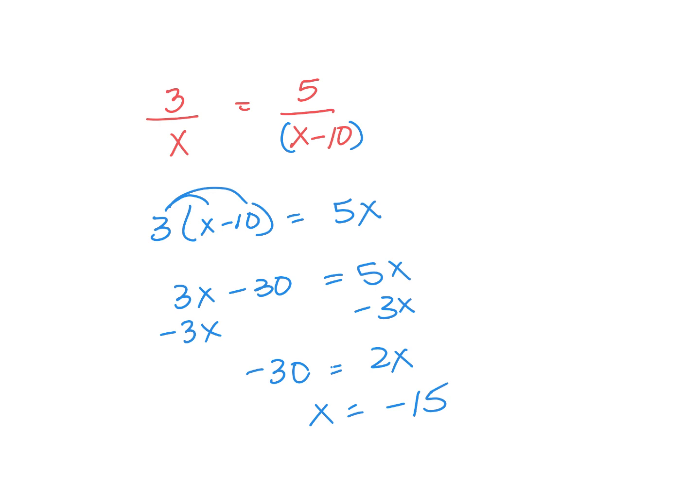The only thing to look for when you have a variable in the basement is to make sure that that negative 15 is not going to make any one of the denominators a 0, because you can't have 0 in the denominator. If it does, it's a no solution, okay?